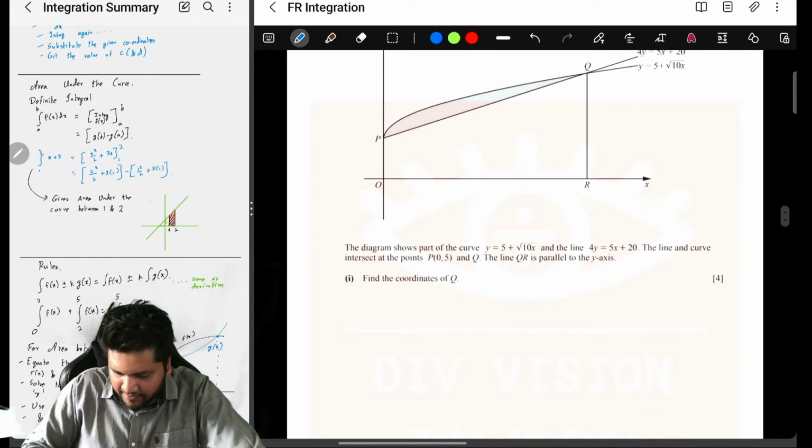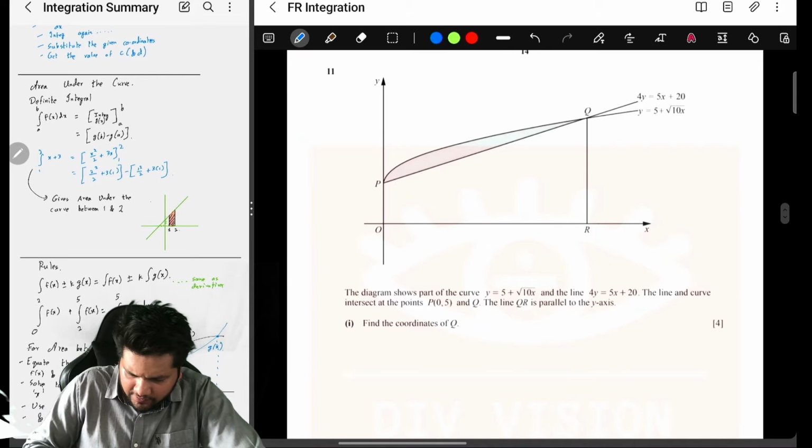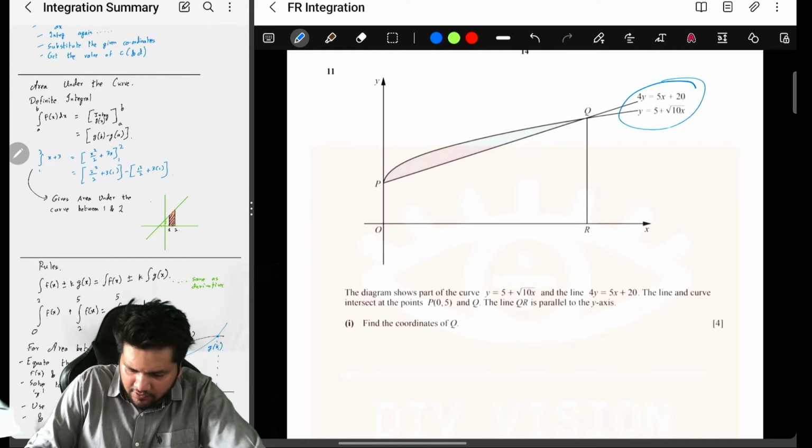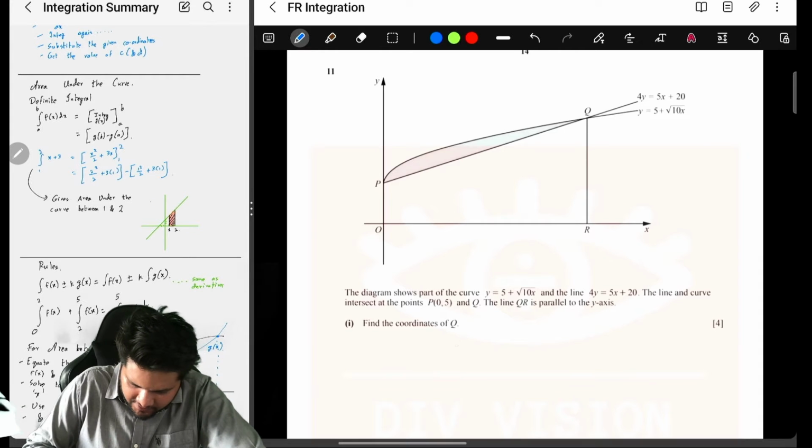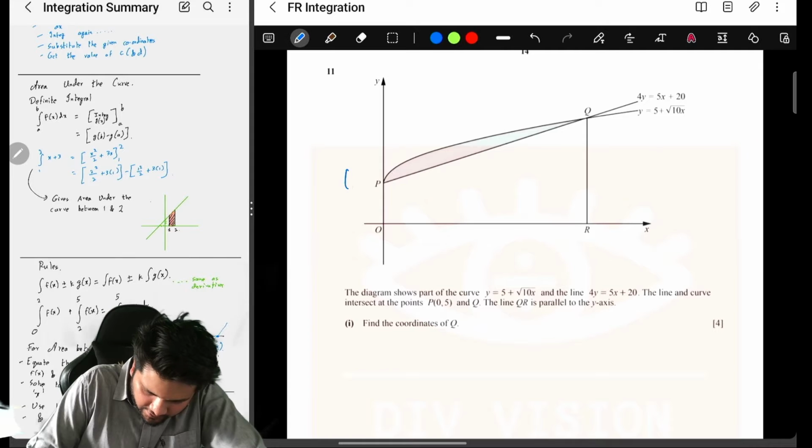So they are first asking to find the coordinates of Q. So obviously what we are going to do is substitute y equals 5 plus root 10x in this equation, or maybe you can just multiply by 4 and subtract, it's your choice. I'll prefer substitution. So we have these two equations, and by the way, they have given the coordinate 0 comma 5.